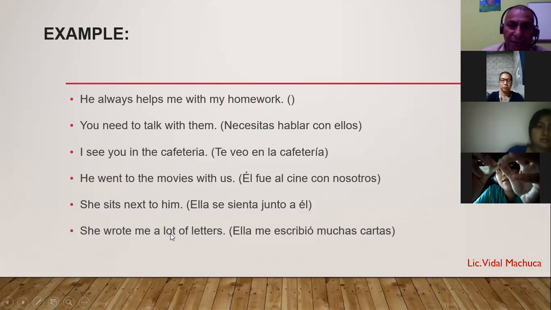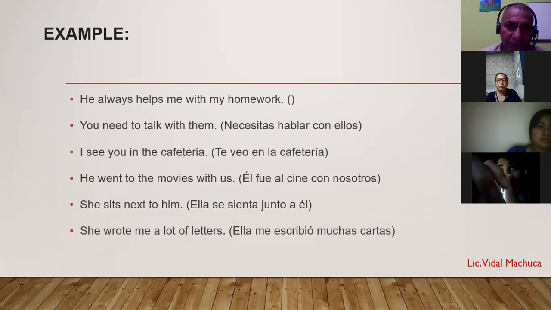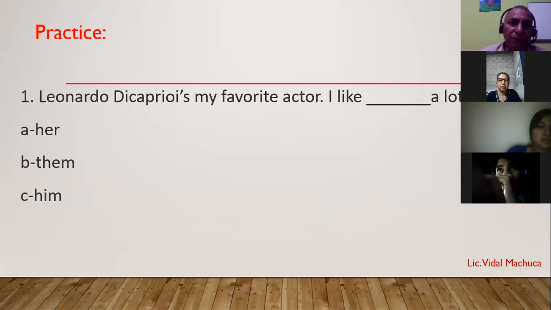¿Ok? ¿Alguna pregunta de estos object pronouns y pronouns? ¿No? Ok. No, teacher. Ok, very good. Excellent. Ok, vamos a ver, vamos a ver estos.